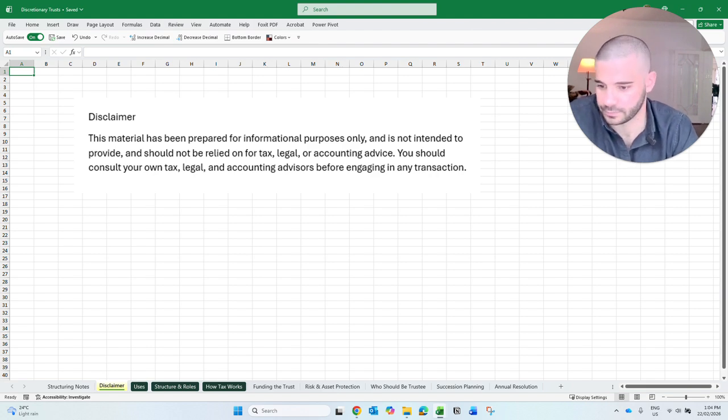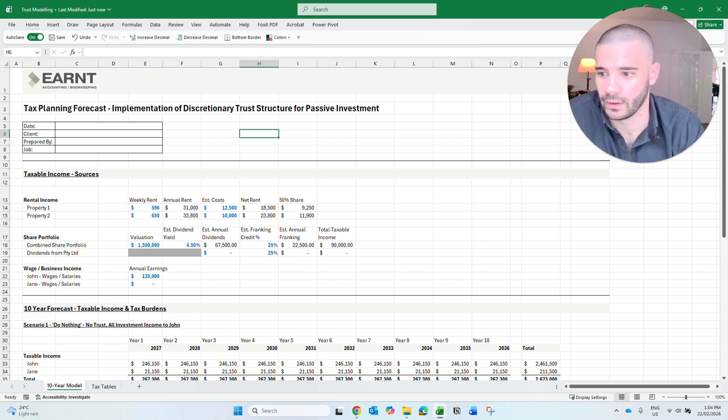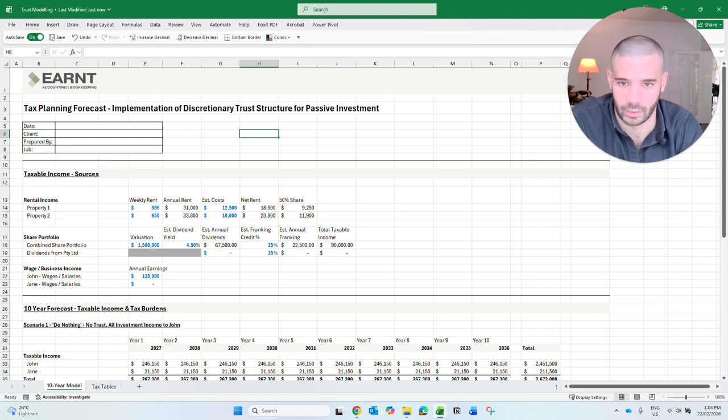Now in this video, I wanted to go through a little model that I have built and used with a few clients in the past. And this is a model that's designed to basically help us decide whether or not it's worth setting up a trust, see the benefits and the costs over a 10-year time horizon, and look at if we're actually saving any tax, or maybe we don't quite have enough funds to invest to make it worthwhile yet.